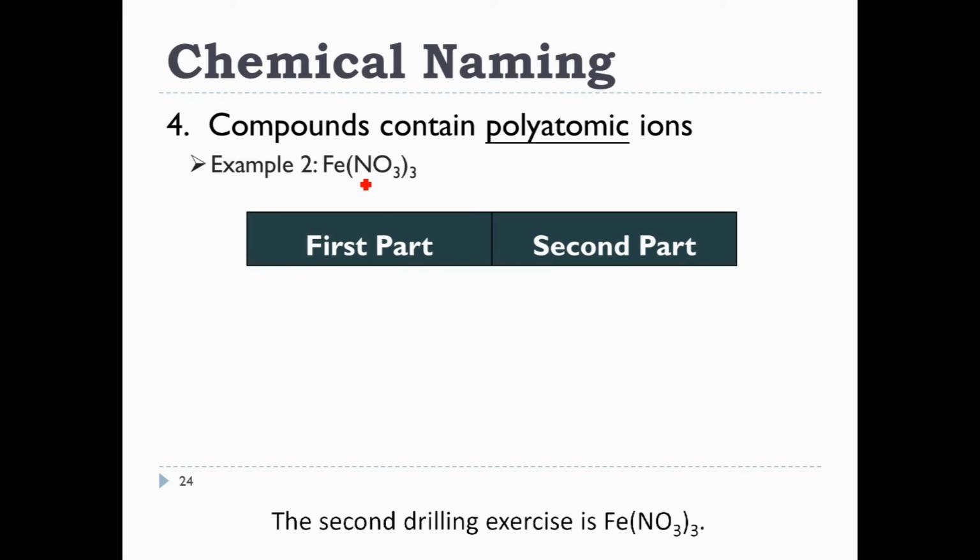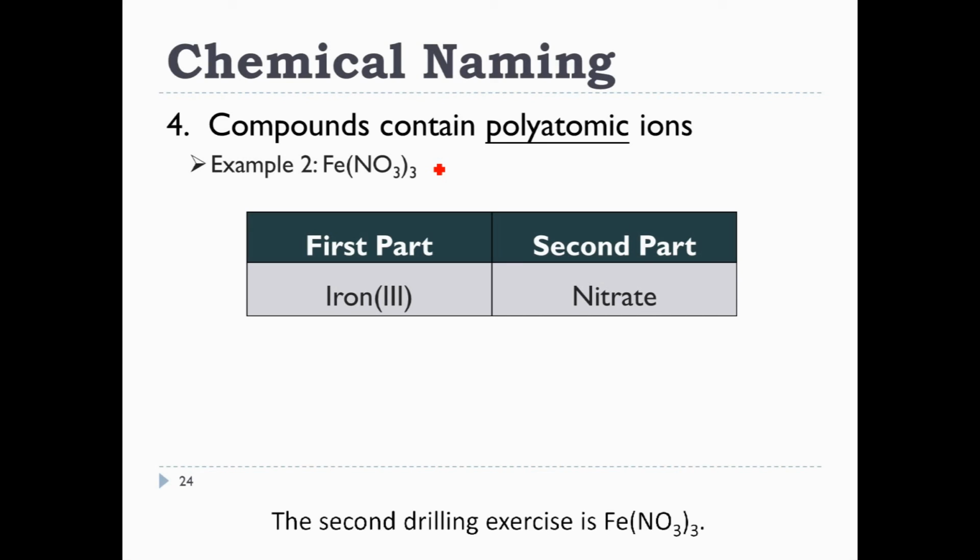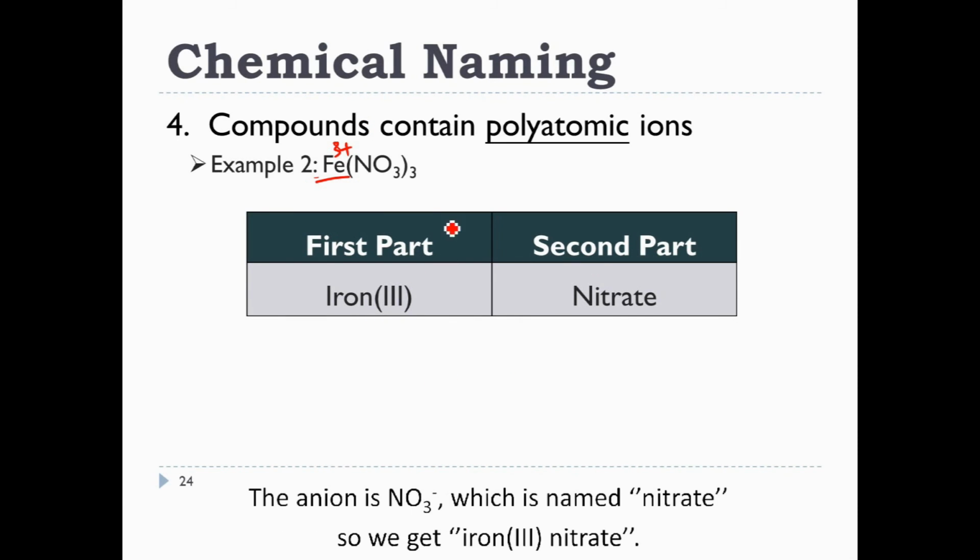The second drilling exercise is Fe(NO3)3. The cation is Fe3+, so the first part is iron(III). The anion is NO3-, which is named nitrate, so we get iron(III) nitrate.